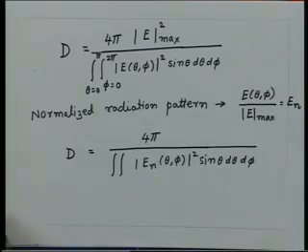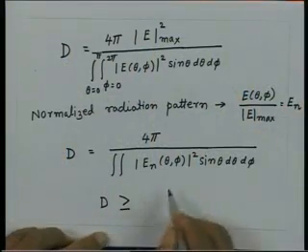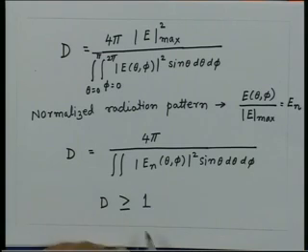Now, as you can see from here, essentially the directivity tells you the enhancement of the power density in a given direction with respect to an isotropic antenna. So, this quantity by definition is always greater than 1. For an isotropic antenna, this quantity will be equal to 1, but for any other antenna which is directional, this quantity by definition has to be greater than 1. So, we have D greater than or equal to 1, where the equality sign is for the isotropic antenna, and for a directional antenna the directivity is always greater than 1.